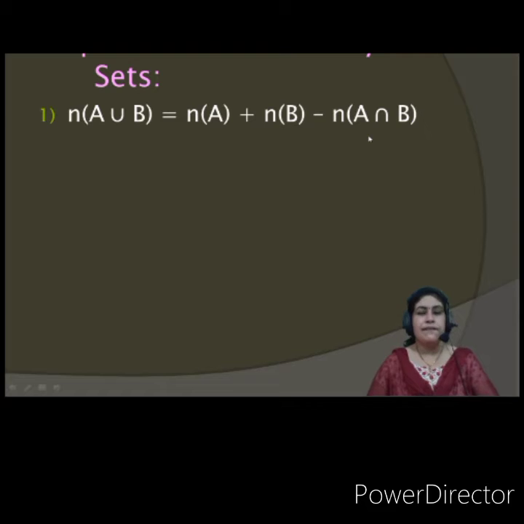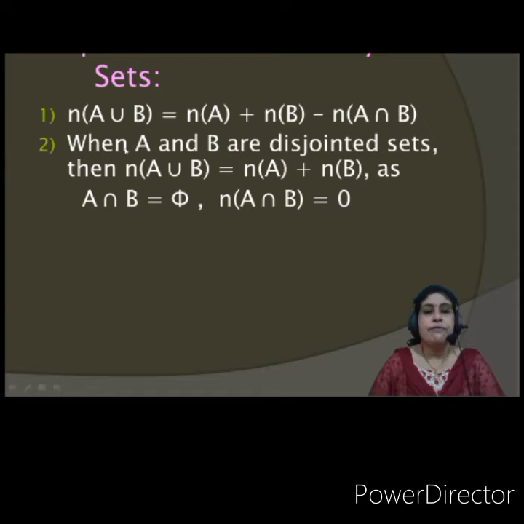It is asked somewhere in the question papers also, teachers do ask that verify for the given sets that this is true. This is one of the properties of cardinality of sets. Okay. Second one, when A and B are disjoint sets, then number of elements of A union B will be equal to number of elements of A plus number of elements of B. Why? Because they are disjoint sets, so their intersection must be an empty set. Number of elements of the empty set is 0. Therefore, this is true when the two sets are disjoint.